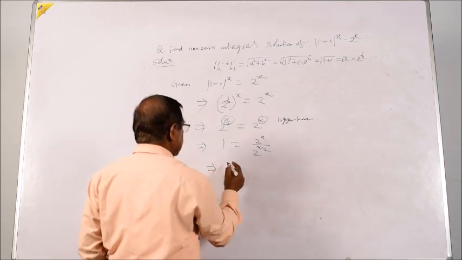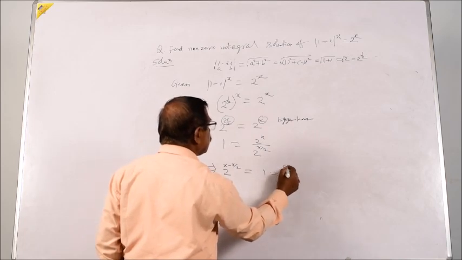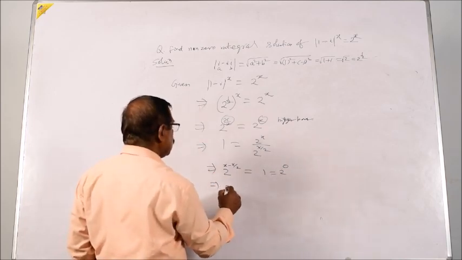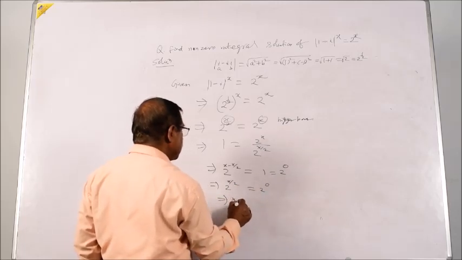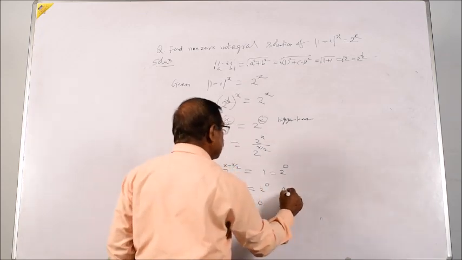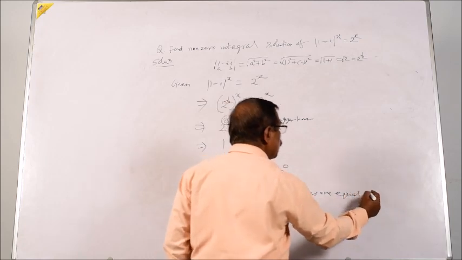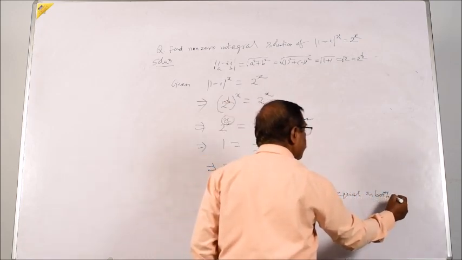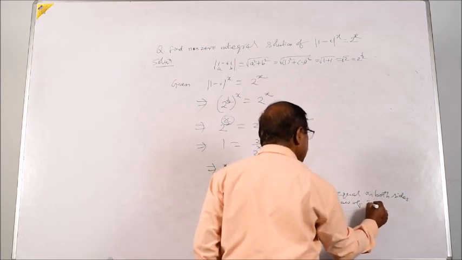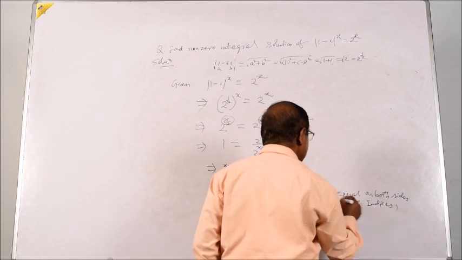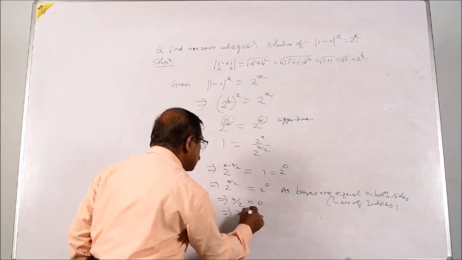That implies, let us change this, 2 to the power x minus x by 2 is equal to 1, that is 2 to the power 0. That is 2 to the power x by 2 is equal to 2 to the 0, that implies x by 2 is equal to 0 as bases are equal on both sides, due to law of indices. So, powers are equal. So, what does it mean? That x is 0.